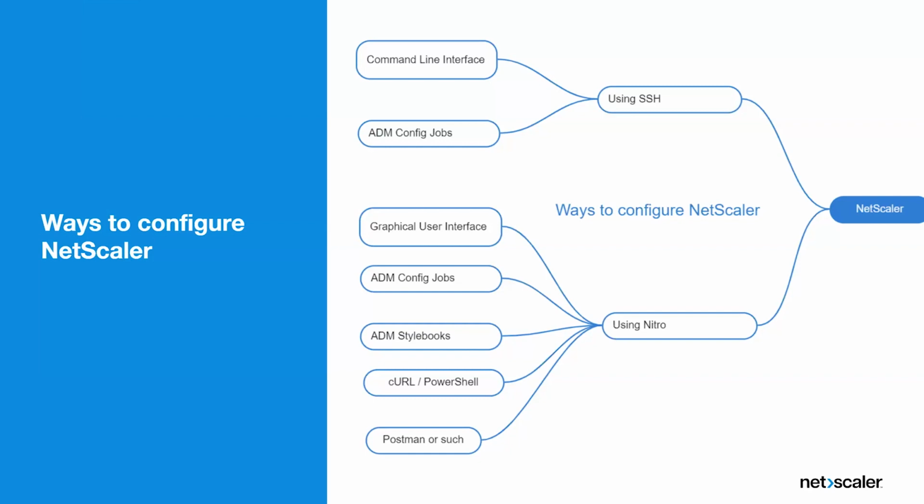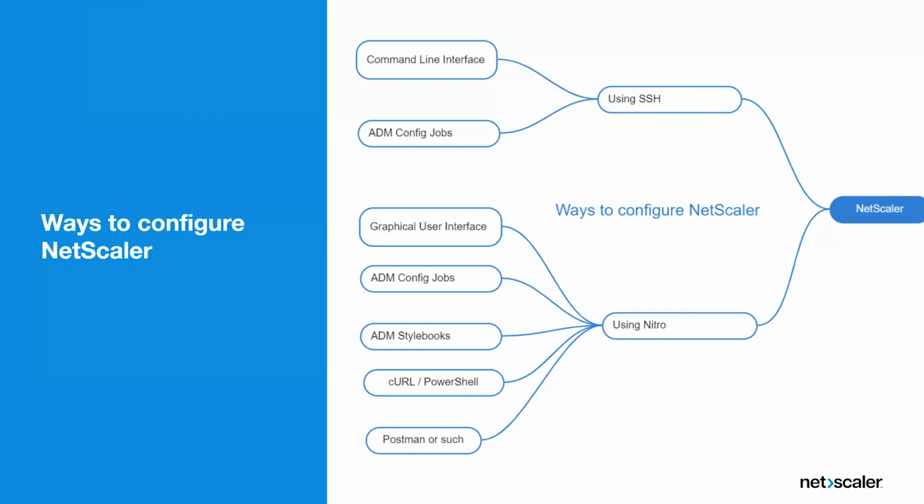But when we talk about the Nitro, it's all about the GUI, the graphical user interface. So you talk to NetScaler using your web browser, and you're using a Nitro call in the background. Along with the browser, we use the Nitro calls in ADM StyleBooks, curl commands, Postman, and config jobs to talk to NetScaler, configuring the configuration lines, as well as pulling up the statistics of the NetScaler itself. So these are the two major ways of configuring.